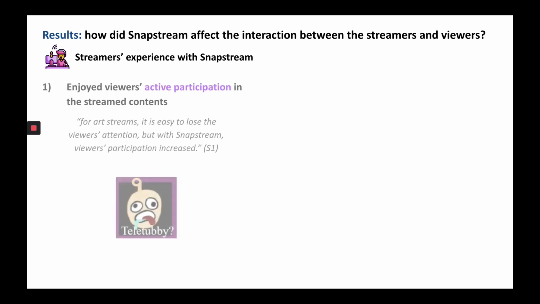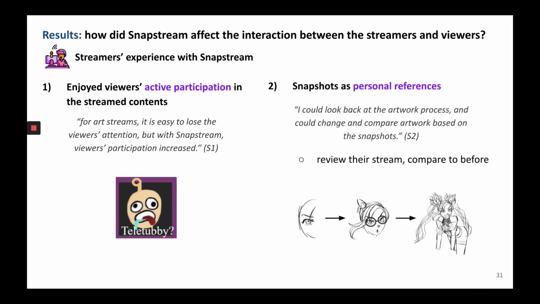Likewise, streamers enjoyed the viewers' active participation. They both agreed that in art live streams, it is easy to lose the viewer's attention, and that's why they had different ways to engage viewers, like inviting other friends. Snapstream provided a new and fun means of participation and created more content for viewers to engage in. Also, they used snapshots as their personal references to look back, compare to before, and make any changes.